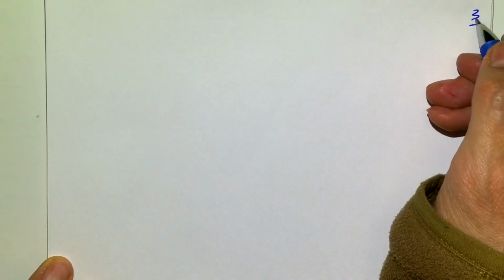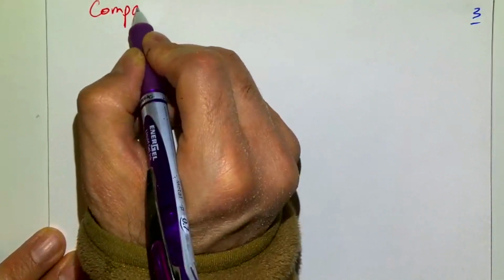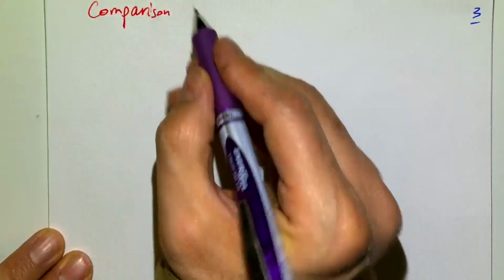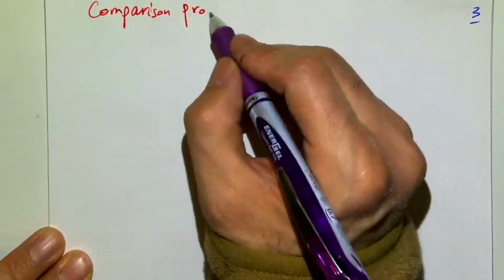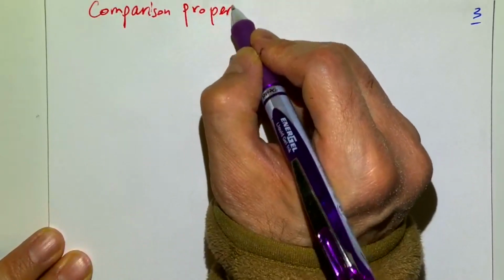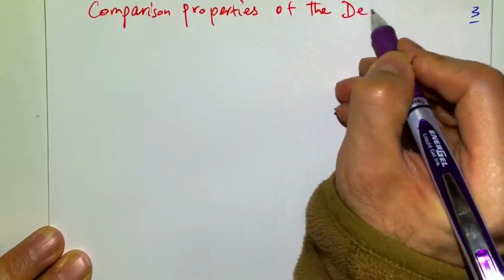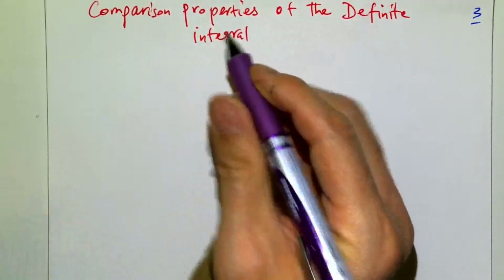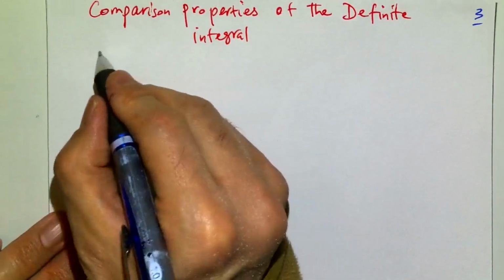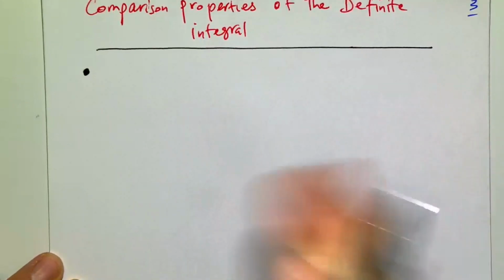These are all very useful as we work in this topic. So these are called comparison properties, at least your book calls them that. I'm not very keen on remembering all these names, but to apply them is very important. So, comparison properties of the definite integral. What this is saying, the comparison properties, are as follows.